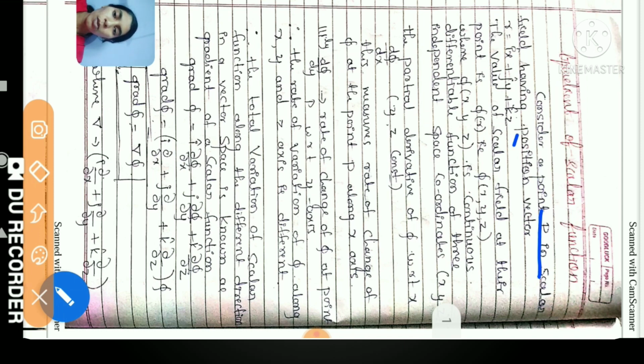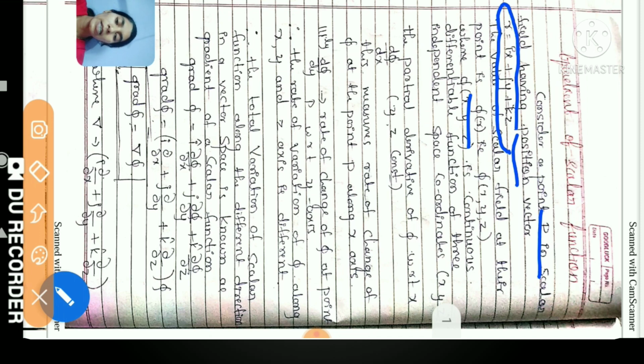For the gradient of a scalar function, consider a point P in a scalar field which has a position vector R. So R is equal to Ix plus Jy plus Kz. This is the position vector equation. Here the value of the scalar field at that point is phi of R, that is phi in brackets x, y, z. Phi is one of the scalar functions.